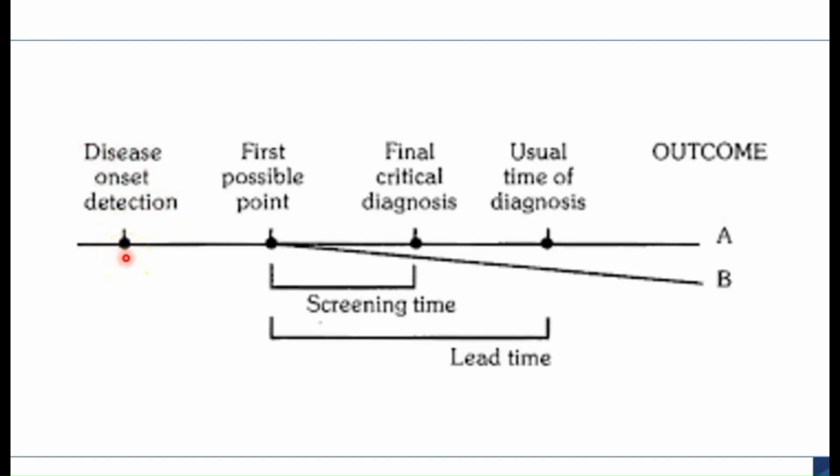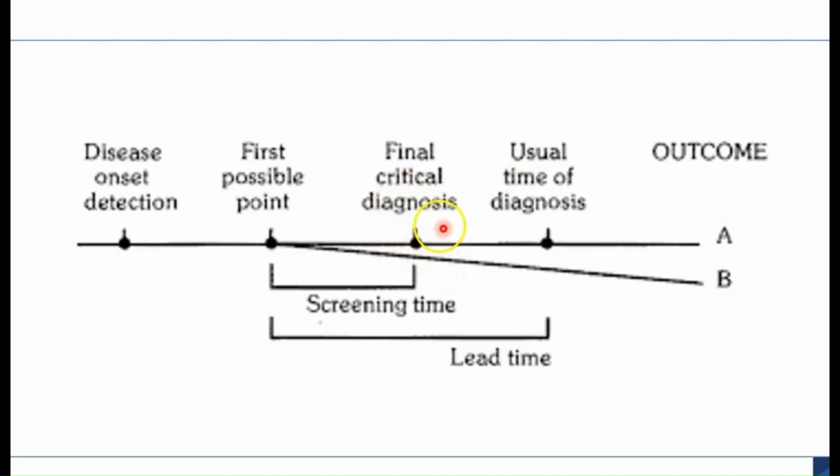Onset of disease, but we cannot detect the disease even by the screening methods. This is the usual time of diagnosis. By this time the patient is already having the sign and symptom. So the patient may itself come for the advice of the healthcare provider and the disease is very obvious. First possible point indicates the earliest point at which the disease can be diagnosed before the appearance of sign and symptom. So when we are screening for the disease and we want to diagnose it before the appearance of usual time of diagnosis, it should be before the final critical diagnosis.